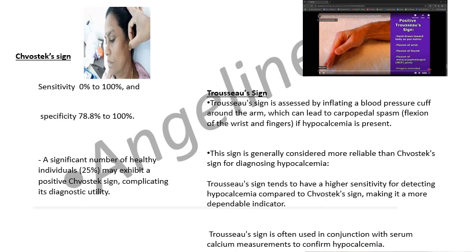Okay. As I told you, the Chvostek sign doesn't have sensitivity. Enough normal people can exhibit it. So do you have a test superior to this? That is your Trousseau sign.